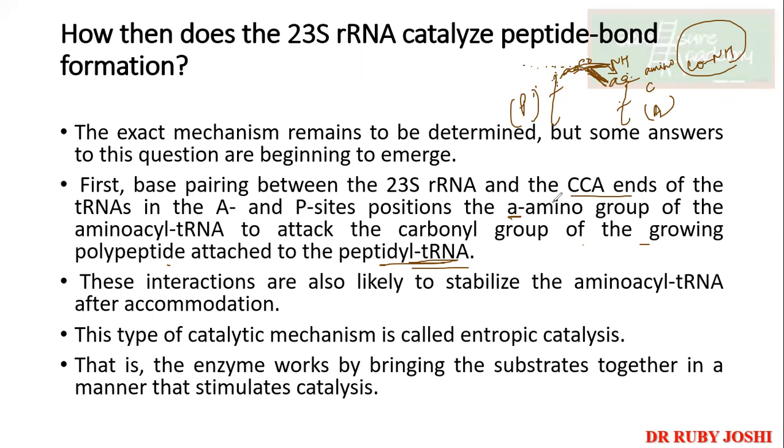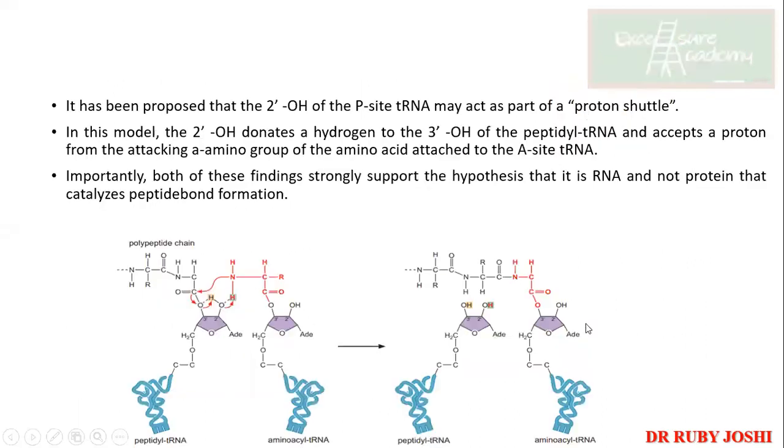So these kinds of interactions are also likely to stabilize the amino acyl tRNA after accommodation, and such mechanisms are known as entropic catalysis. So these enzymes work by bringing the substrates together in a manner that will help in the catalysis. अभी आपको और clear हो जाएगा once you see the figure. Now look over here down. Okay. Now this much is clear, right?